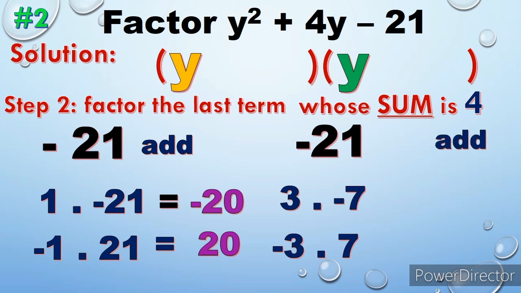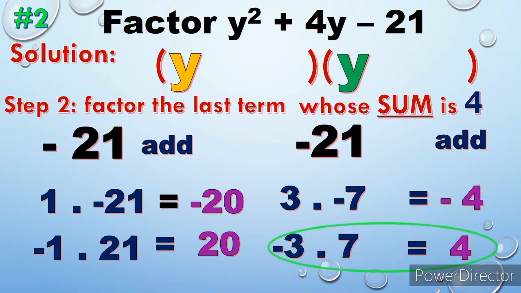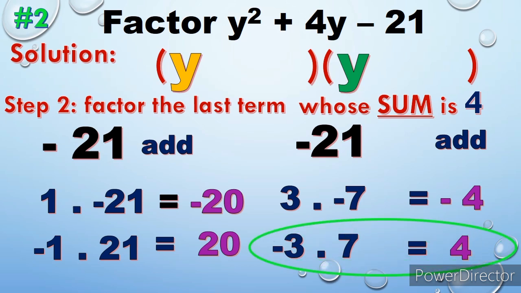Okay, next. 3 plus negative 7 equals negative 4. Then, negative 3 plus 7 equals 4. So, yung sum na positive 4 o yung factor na may positive 4 is negative 3 and 7. So, therefore, yun yung isusulat natin doon sa factors natin.